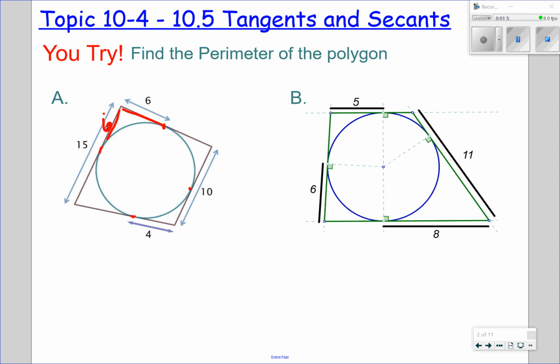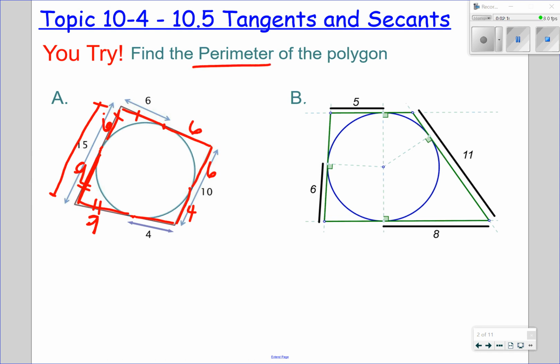Well, they told you that this whole thing was 15. Well, 15 minus 6 means that this piece is 9. So then that means that this piece is also 9, because we know that this is going to be congruent here, just the way that these were congruent. And we can keep going around the circle. We know this is 4, so that means this piece is going to be 4. 10 minus 4 makes this piece 6, which makes this piece also 6.